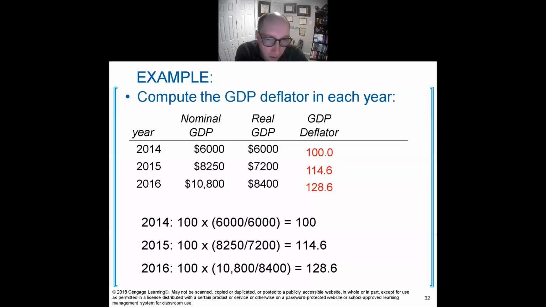And we see, what does this mean, right? Well, it tells us that from 2014 to 2015, the inflation rate was about 14%. From 2015 to 2016, it was about 28%. Then, of course, you could subtract the two to get the actual difference. So 2016 to 2015, the inflation rate would have been 14%.